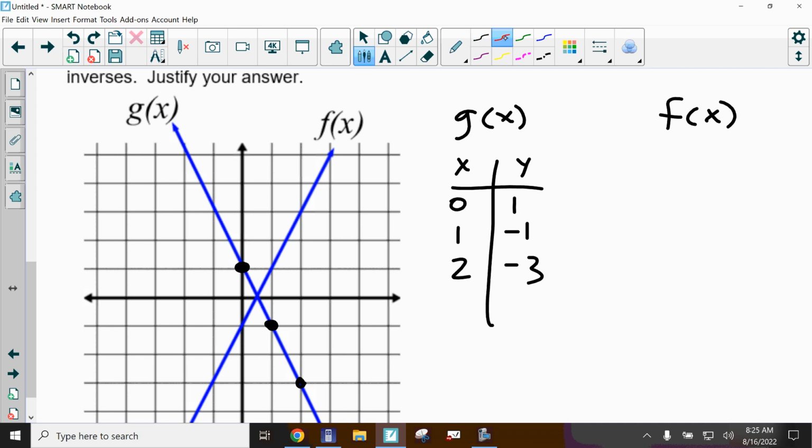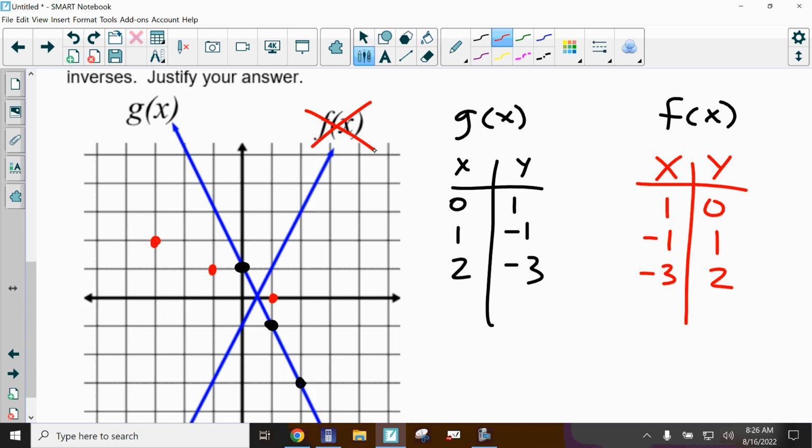So if there are inverses, then if we flip those, those should be on the graph. So if I look at the graph, yeah, so I should have a point at 1, 0. So if I go to 1, 0, that's right here. I should have a point at negative 1, 1. Negative 1, 1 is right here. And I should have a point at negative 3, 2. So 1, 2, 3 to the left, 1, 2. So that clearly is not. So they're not inverses. No. And that's pretty much all you have to know for this test.